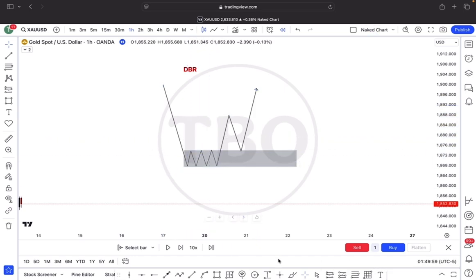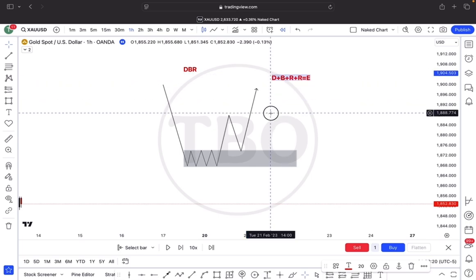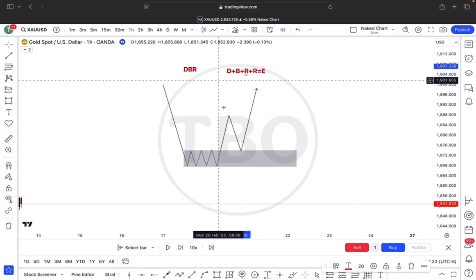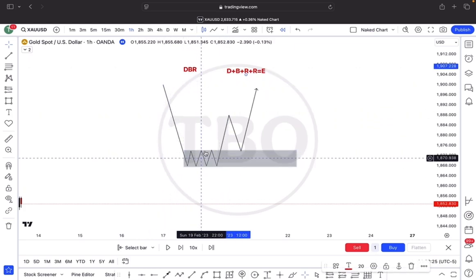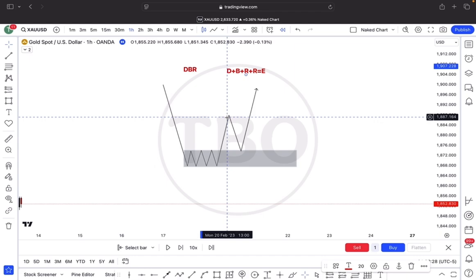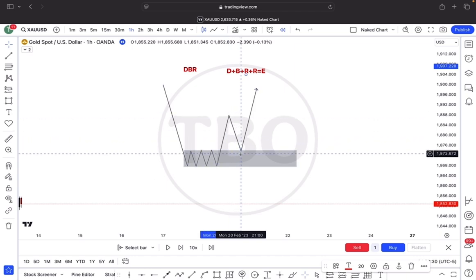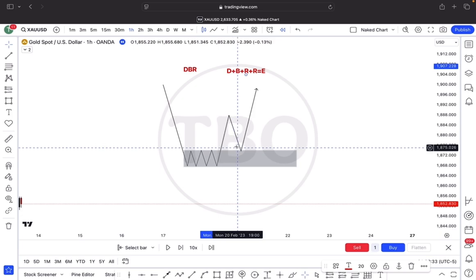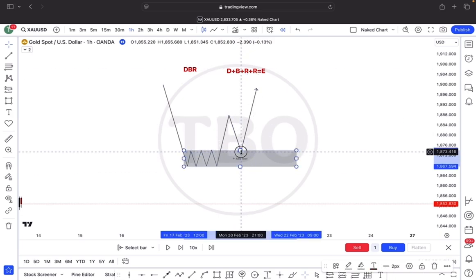So as for me, as you know, let's write that out right now. It's gonna be drop plus base plus rally, plus retracement equals entry. So it's simple as that, guys. So let me show y'all again. You have the drop, you have the base, you have the rally, you have the retracement, which equals the entry. Simple as that.